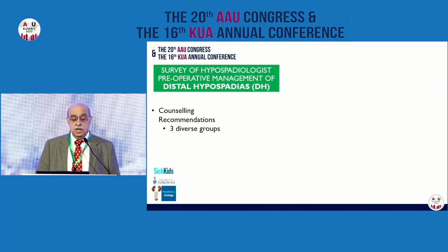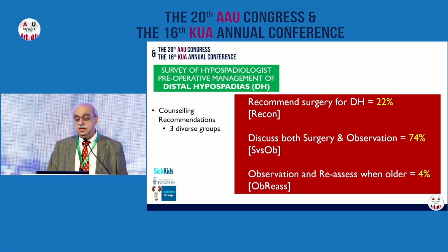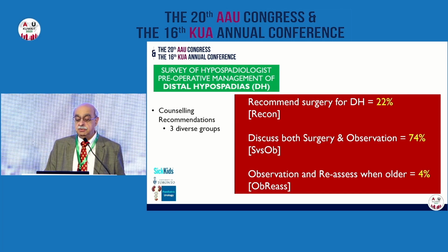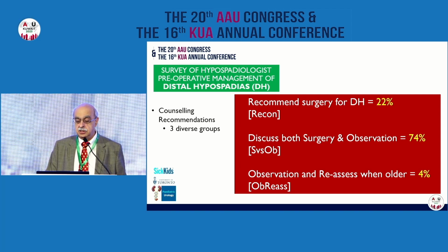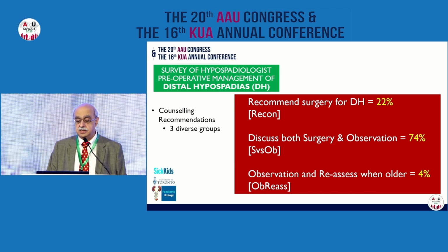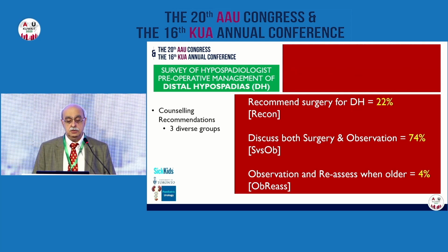Counseling recommendations were interesting. The respondents were divided themselves essentially into three groups. 22% solely recommended surgery for this condition, but an interesting three-quarters are now discussing both surgery and observation for distal hypospadias, and a small proportion observation only.